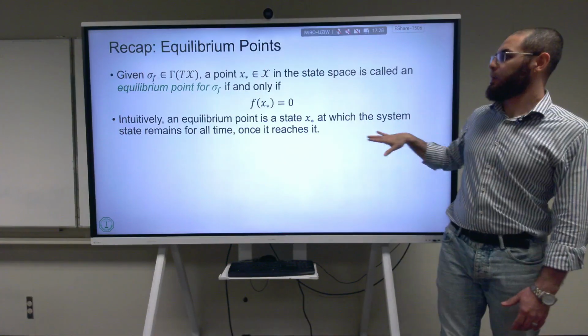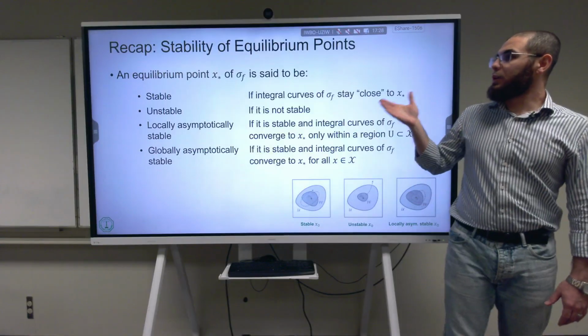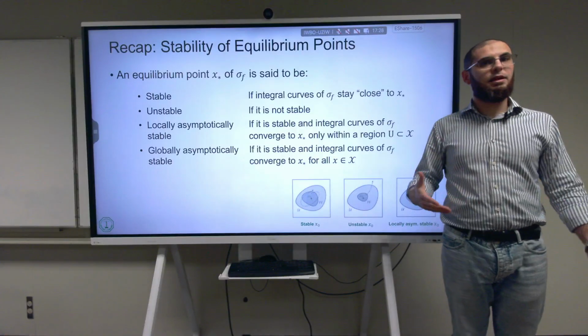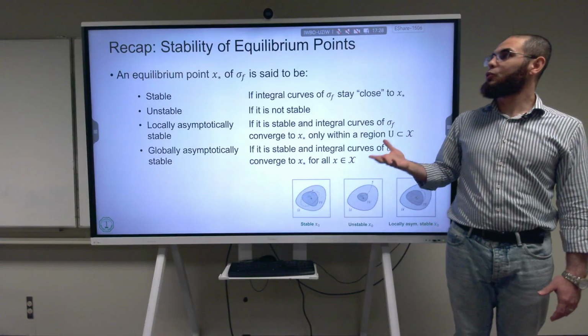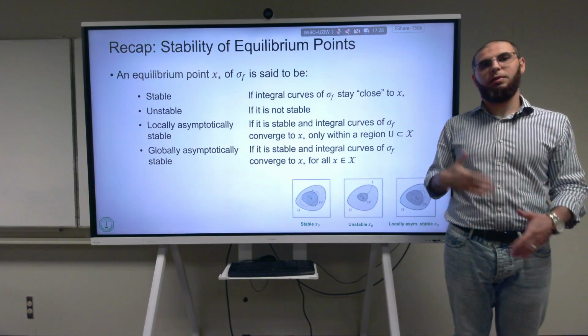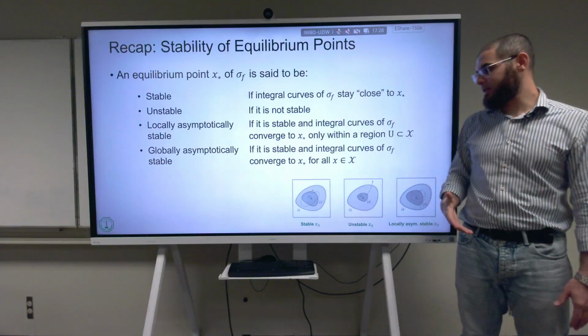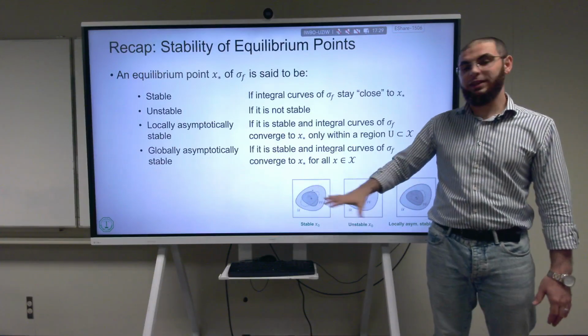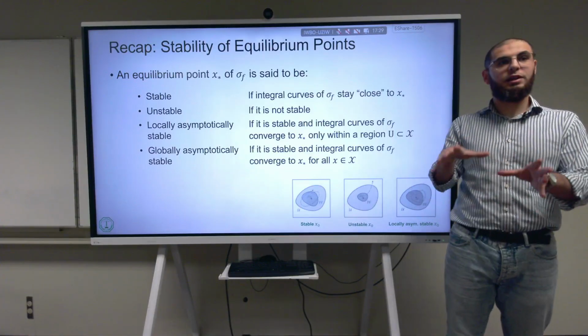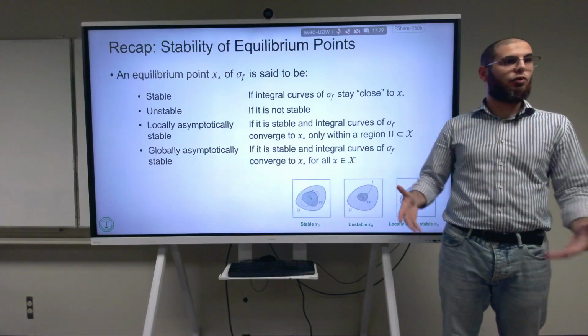Okay. And then when we look at these equilibrium points, we can study their stability. And by stability, we mean how the system's integral curves behave around it. Integral curves are the solutions of the dynamical system. So if we start near a point and we remain near it, then we call this a stable point. If we start near a point and then we diverge away from it, we call it unstable.